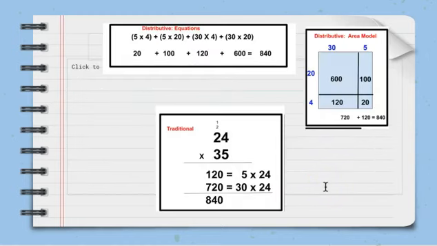So here we see the same problem solved with the traditional algorithm as well as two distributive models, okay? Take a look at that, and where do you see similarities of those strategies? What kinds of questions would you ask students so that they could bridge those connections between these three strategies? Okay, because that traditional algorithm is not something completely different. It uses the distributive property and place value.